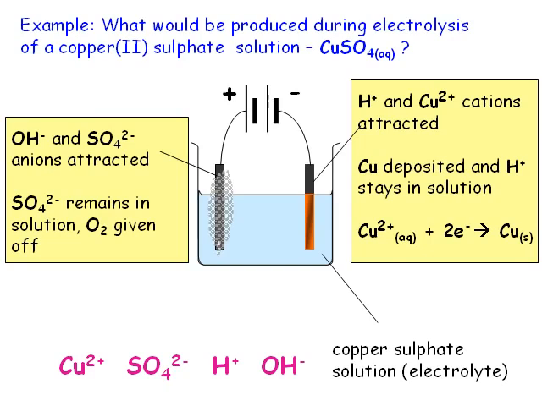According to our rule, the sulfate ions will stay in the solution, and the hydroxide ions will lose electrons to form bubbles of the element oxygen and water molecules, which we can show using this half equation.